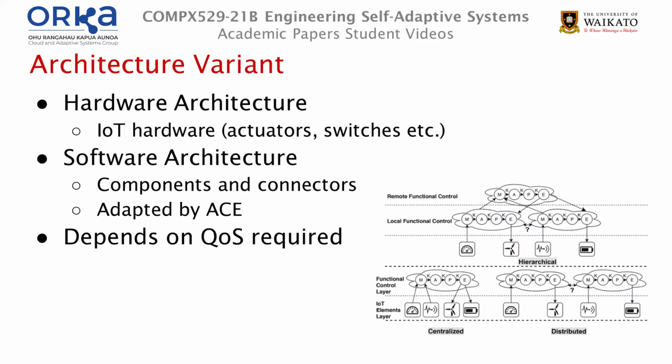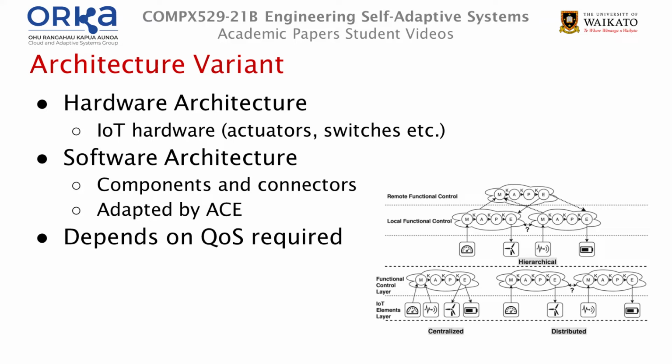The architecture variant of the system consists of the hardware and software architecture. The hardware architecture is the IoT hardware. This consists of the actuators, switches, sensors, etc., and doesn't really change. The software architecture consists of components and connectors which joins these sensors and actuators. This is what is adapted by the autonomic control element. This is adjusted based on the quality of service required.